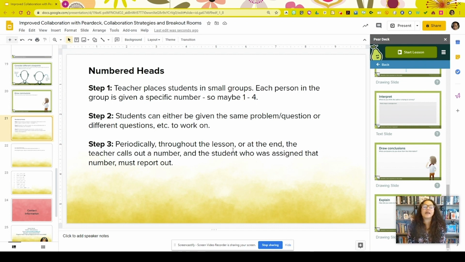So with numbered heads, you're placing kids in small groups to begin with. So let's say you have 20 kids in a classroom. You've got 5 kids in each group. So you have 4 groups of 5, right?